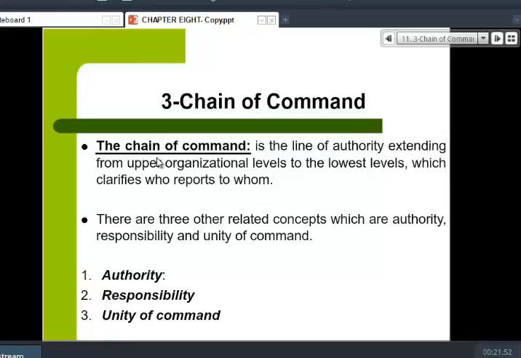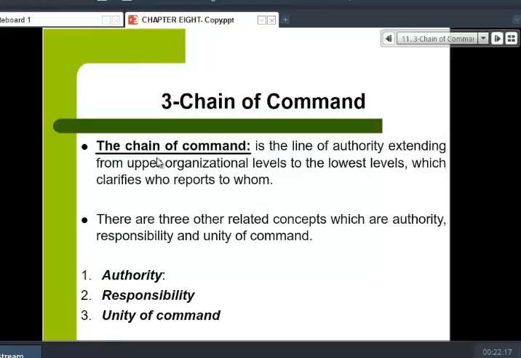In the chain of command, I cannot report something directly from me to the CEO or directly from me to the deputy CEO. I need to go through the chain of command, go through my HOD, go through the deputy CEO, the deputy CEO goes through the CEO, and so on and so forth.